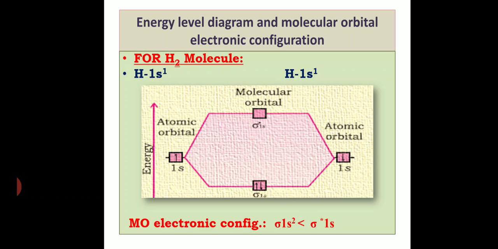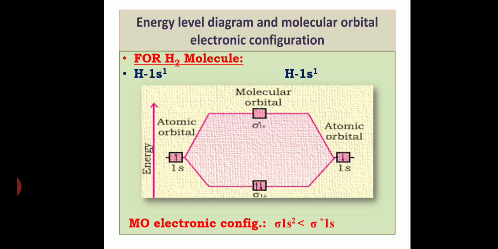So this theory also predicts the magnetic property of molecules, such as diamagnetic substance and paramagnetic substance. So it is identified that if a molecule has completely paired electrons in the molecular orbitals, it is said to be a diamagnetic substance.